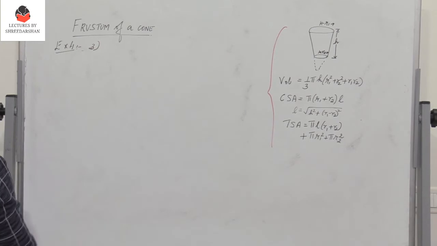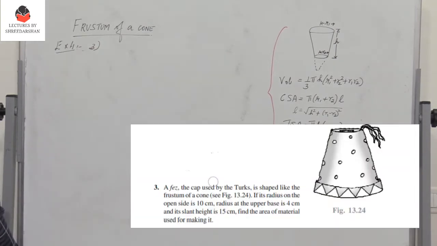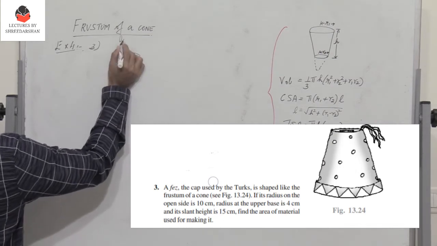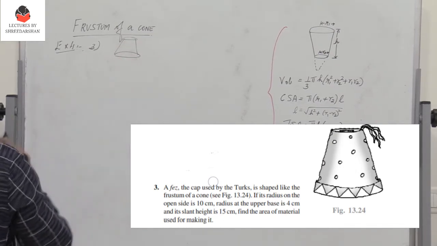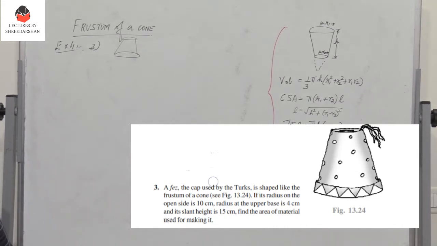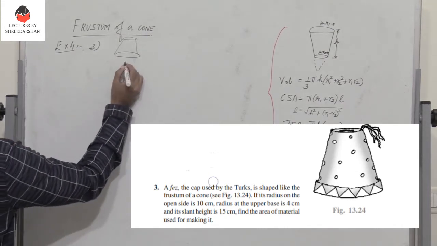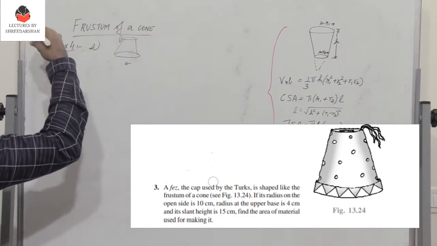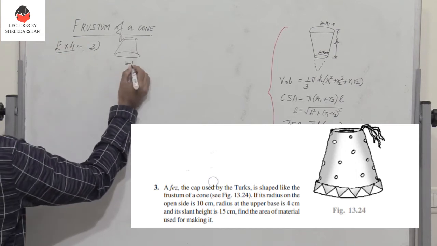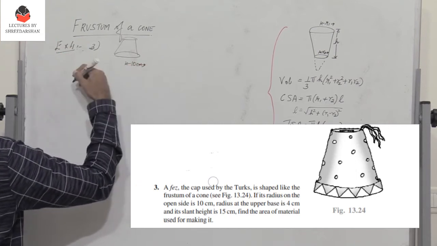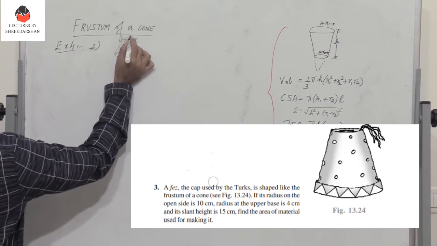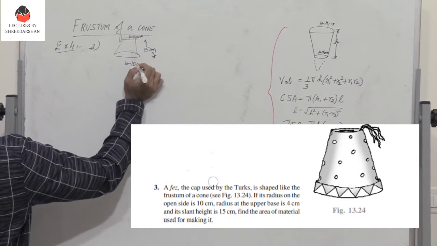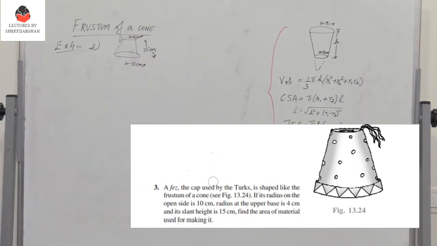So problem 3: the cap which is used by Turks is in the shape of a frustum of a cone. So you can see the figure there. So there's a cap which looks like a frustum of a cone. If its radius on the open side is 10, so this is the open side because this is a cap which you actually use on your head, isn't it? So the open side radius is 10 centimeters, the radius of the upper base is 4, and the slant height is 15. So find the area of the material which is used for making it.